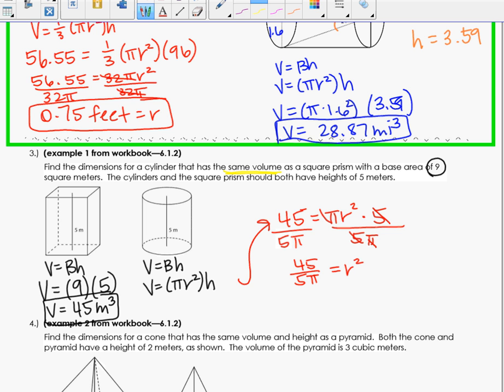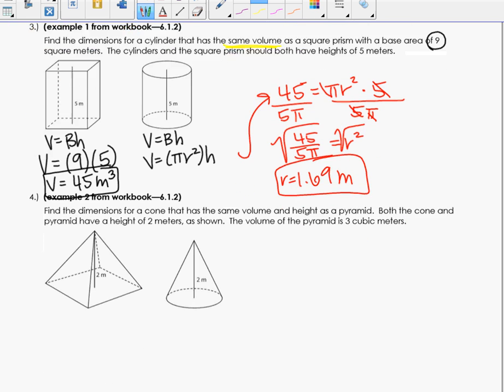Equals r squared. Square root both sides. And you end up getting a radius of 1.69 meters. So in order for these two shapes, the cylinder and the prism, to have the exact same volume, the radius of the cylinder has to be 1.69 meters. So that's what the question is asking, essentially.